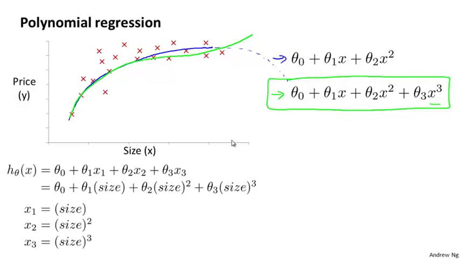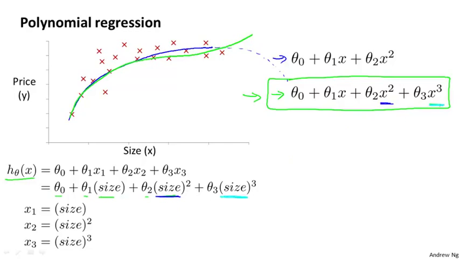The form of the hypothesis we know how to fit looks like this, where we say that h of x is theta 0 plus theta 1 x1 plus theta 2 x2 plus theta 3 x3. And if we want to fit this cubic model that I have boxed in green, what we're saying is that the predicted price of a house is theta 0 plus theta 1 times the size of the house, plus theta 2 times the square size of the house, so this term is equal to that term, and then plus theta 3 times the cube of the size of the house, right?